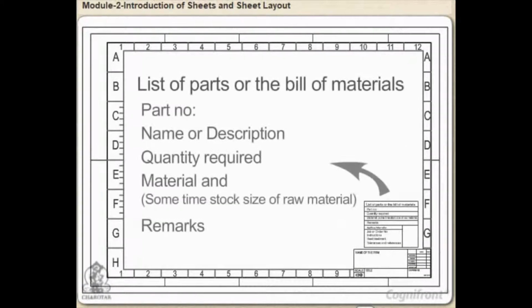List of parts or the bill of materials. When drawings of a number of constituent parts of an object are drawn in a single drawing sheet, a list of these parts should be placed above or beside the title block in a tabular form. It should provide the following minimum particulars for each part: part number, name or description, number off, that is quantity required, material, and sometimes stock size of raw material, and remarks.